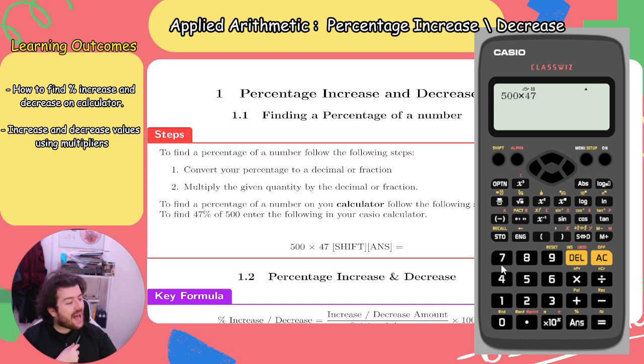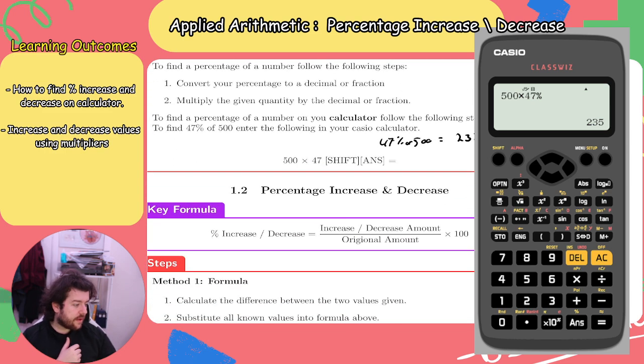Now I want to write that as a percentage. So what I'm going to click is Shift, Answer, and then you should see a percentage sign appear next to it. You click equals, and it's 235. So 47% of 500 is equal to 235. Let me get rid of my calculator here.